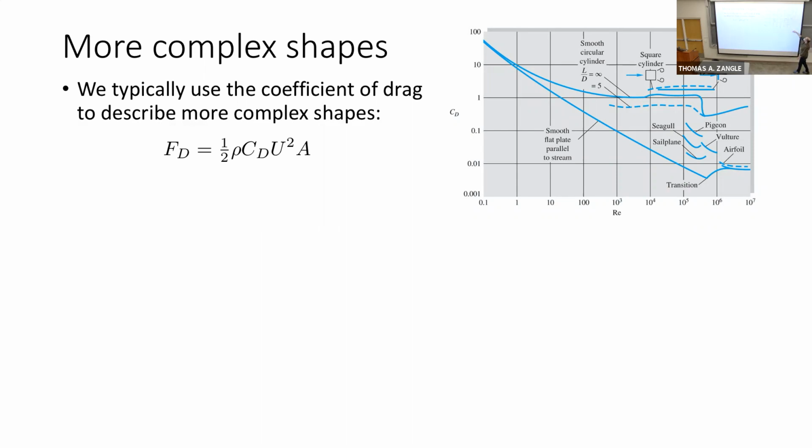And then up above, we have all of these other kinds of shapes, including an airfoil, a pigeon, a seagull, a sailplane, which are all fairly aerodynamic, and then some smooth circular cylinders and a square cylinder up above. So we know that a pigeon has a lower coefficient of drag than a square cylinder. So a pigeon is more aerodynamic than a square cylinder.